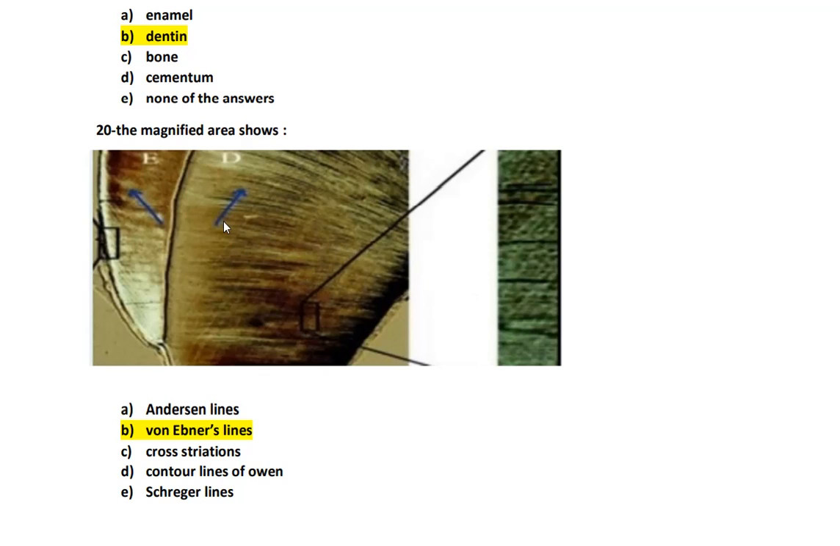Now the zoomed out slide is a ground section. How did I know? Because I can see the enamel. Okay, so here it is enamel and dentine of the tooth. When we zoomed in I see incremental lines very close to each other in the dentine, so these are the lines of Ebner. Now here the blue arrow is pointing at the Andresen line. As you can see, the Andresen lines are farther apart, and the blue arrow in the enamel is pointing at striae of Retzius, because they run obliquely to the surface of the enamel.